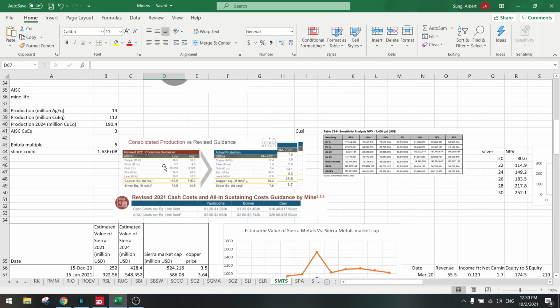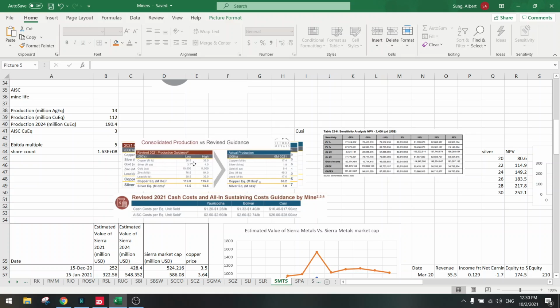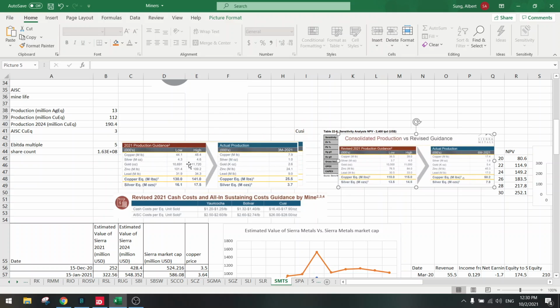Now, what was the previous guidance? I have taken it here. So the previous guidance was 135. And the reason why this guidance was lowered is because of COVID. They couldn't access the high-grade zones. But I expect this to improve next year. So let's say we take 135 instead, right?